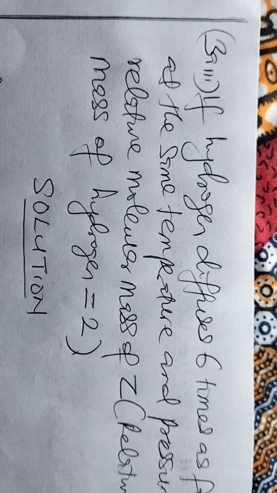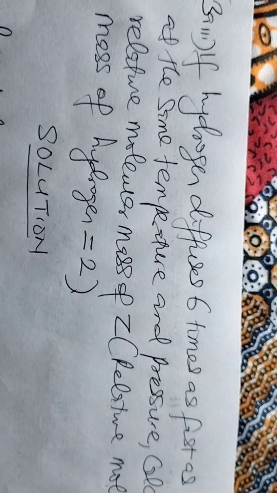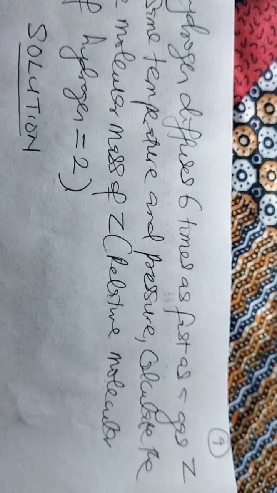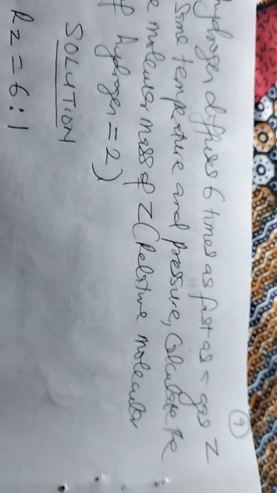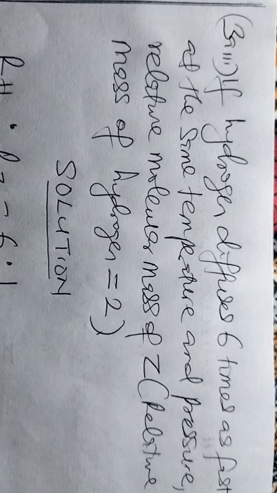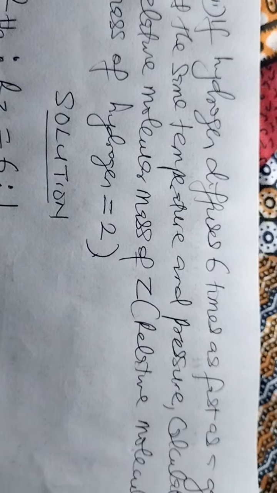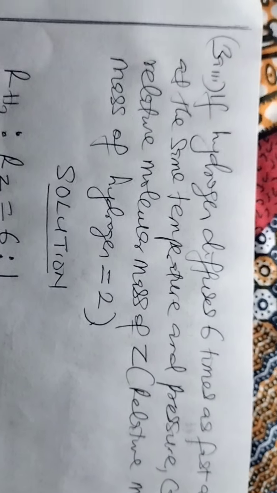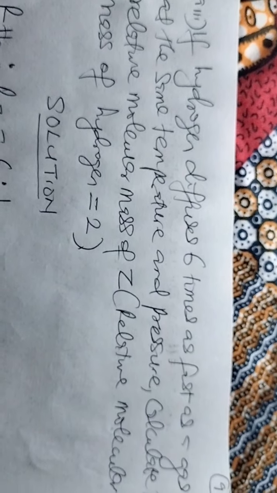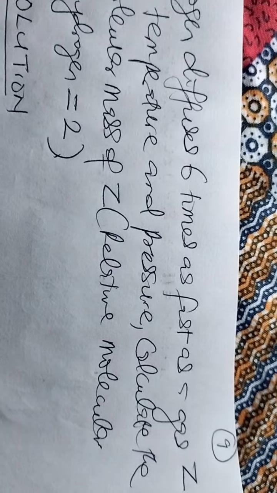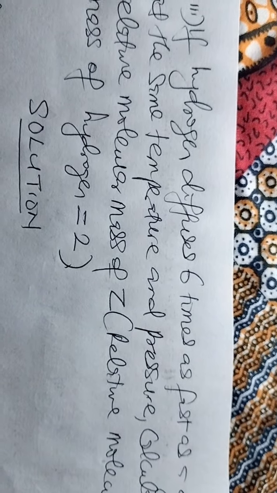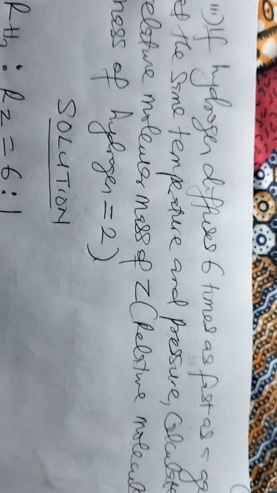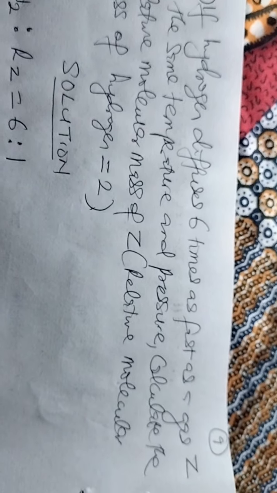Number 3A III. If hydrogen diffuses 6 times as fast as a gas Z at the same temperature and pressure, calculate the relative molecular mass of Z, given that the relative molecular mass of hydrogen is 2. And we are given that the relative molecular mass of hydrogen gas is 2. So let's go to the solution to the problem.